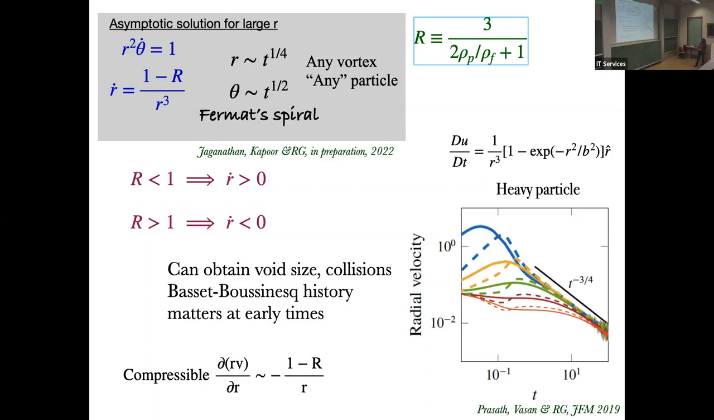And here we've done it for an r equal to 0 particle with and without Basset. Without Basset is the dashed line and with Basset is the solid line. You see that at short times there's a difference, but at large times they asymptote to the same thing. But this difference can make a huge difference in many things, like in the void size, in the collisions and everything. So Basset-Boussinesq history matters at early time for a vortex. And note that this flow is compressible in the particle velocity field because it's voiding from the vortices and collecting elsewhere.